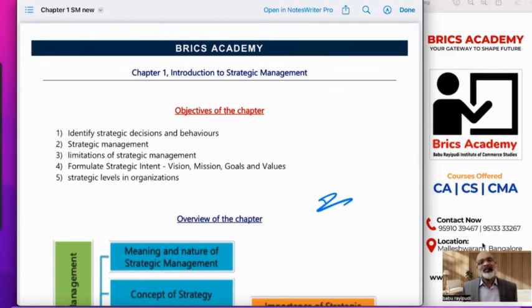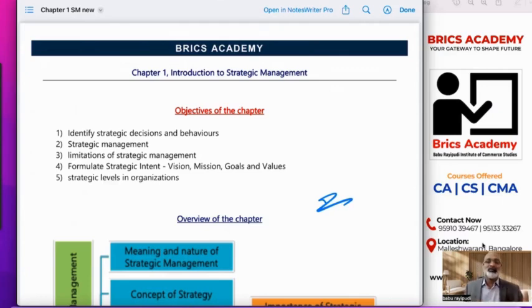First and foremost, in CA Inter, out of both the groups, Group 2 is a very crucial one. The reason being, in Group 2, two papers are theory subjects and two papers are practical subjects. Costing is a practical subject and FM is again a practical subject, but in the FM-SM combination, strategic management is there. Most of the students complain that they are not able to write or score in strategic management because we generally think it is a theory subject, but still somehow we are not able to score.